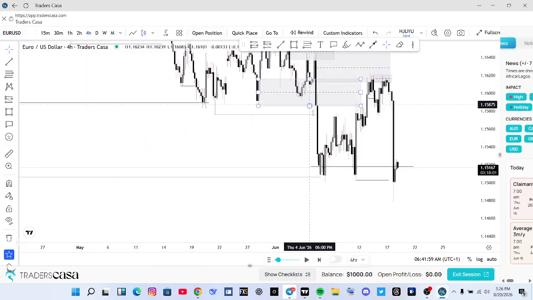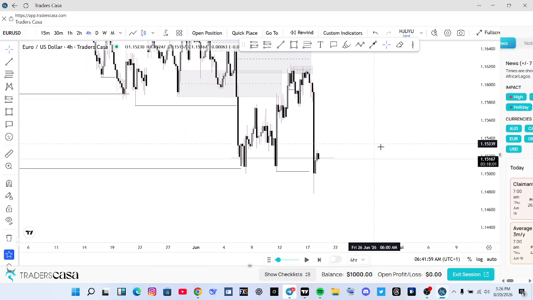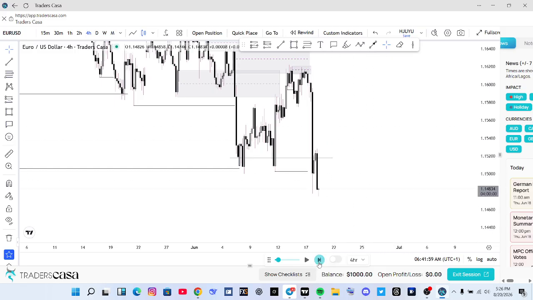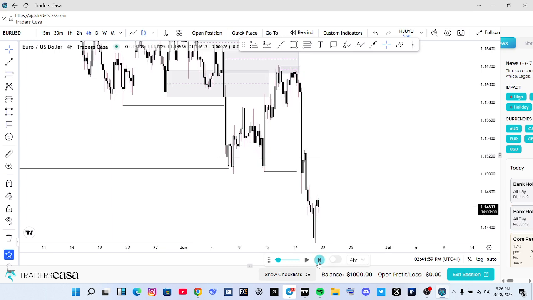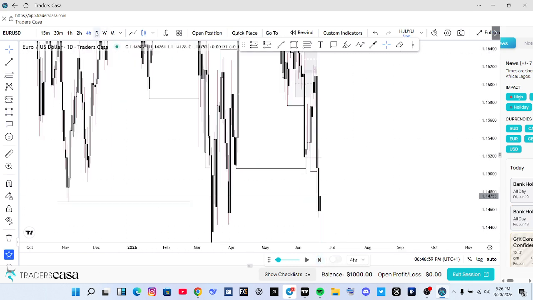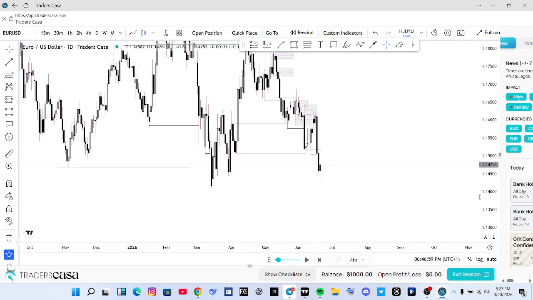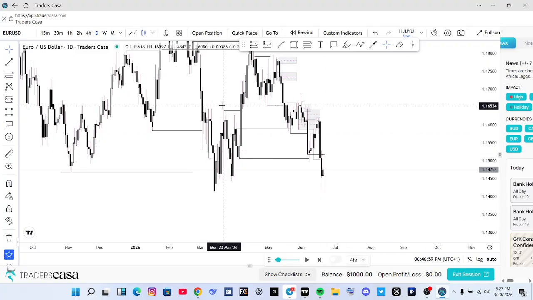Now let's go back to 4 hours. I hope we are really learning something. You see that price is still dumping and dumping, but let's look at daily now. What is happening in the daily time frame?